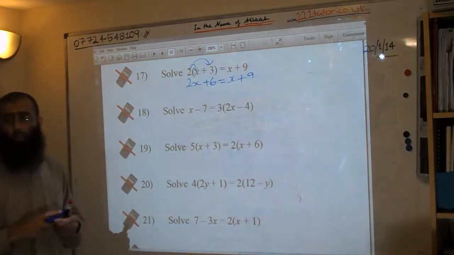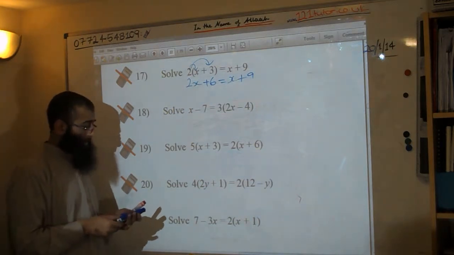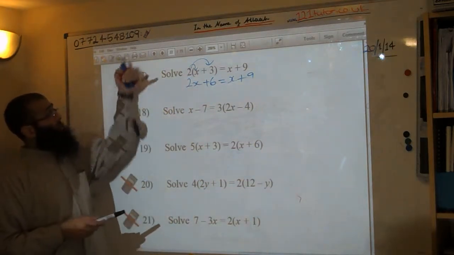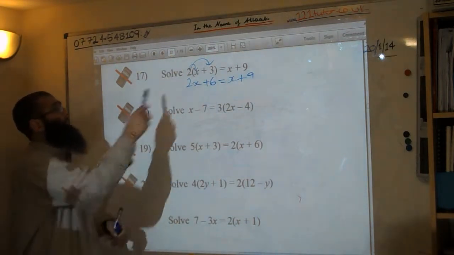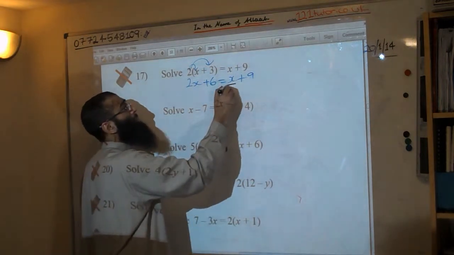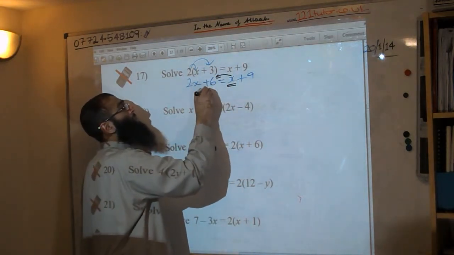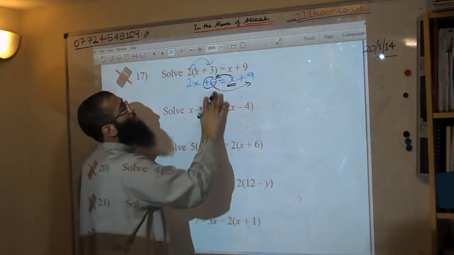Now if you look at this, so now the question has been transformed from a question involving brackets to one without brackets. So this is similar to the question that we've just done. So we start at the smaller x value and we move it towards the larger one and we move the numbers onto the other side.